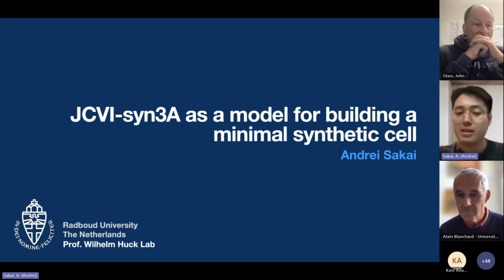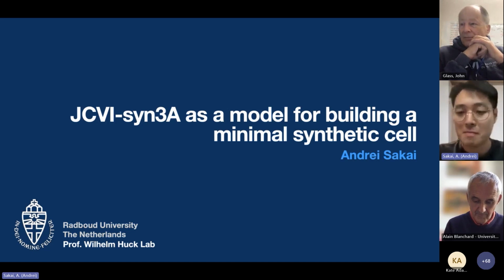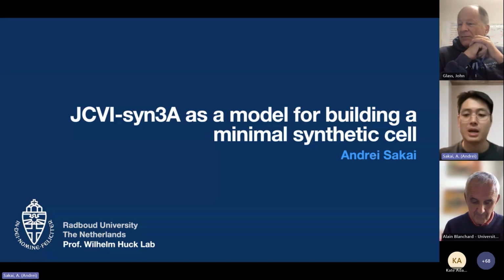And today I want to discuss a bit about what we've been doing with JCVI-syn3A and how we are using that as a model for building a minimal synthetic cell. So I will not talk much about our recent development of the syn3A cell-free expression system, but I'm going to talk about how we are using the system now.